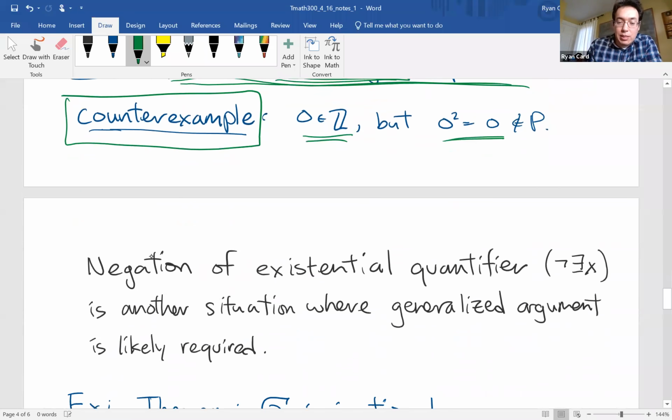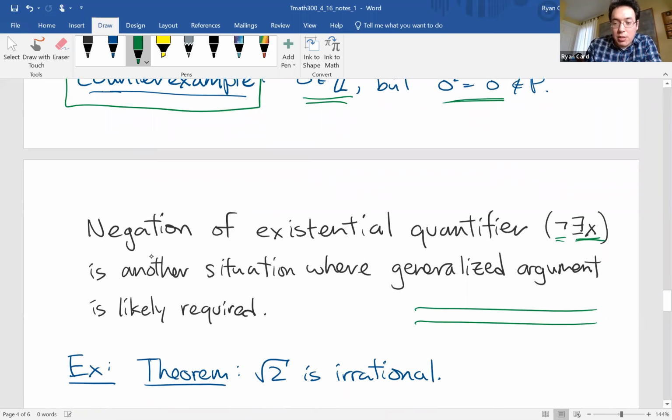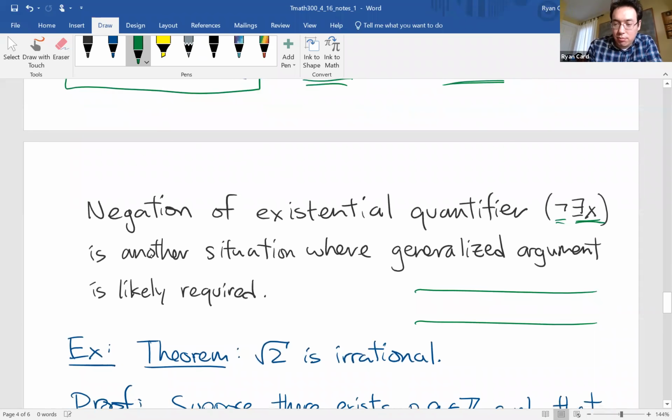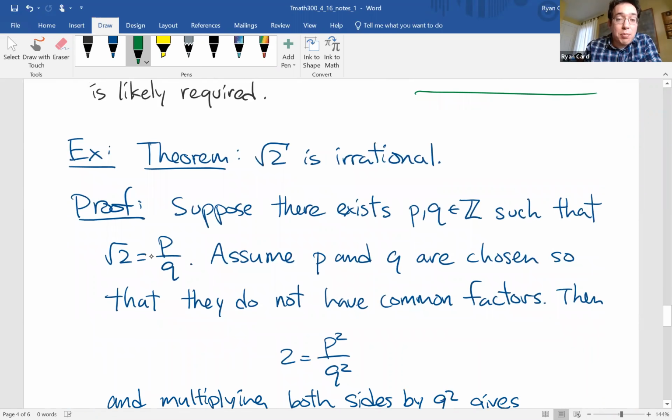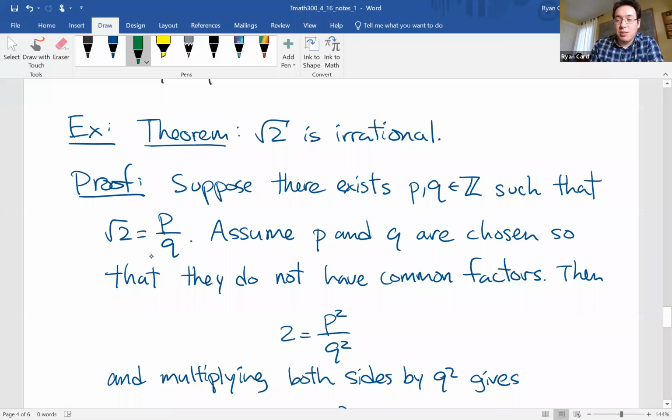Another thing that's difficult is the negation of an existential quantifier. So it's not the case that something exists. Here you have to check if it fails for every possible x in the domain, or you have to use some kind of generalized argument. So let me give you an example of a theorem and a proof that I really like. I think this is a very beautiful theorem and proof.